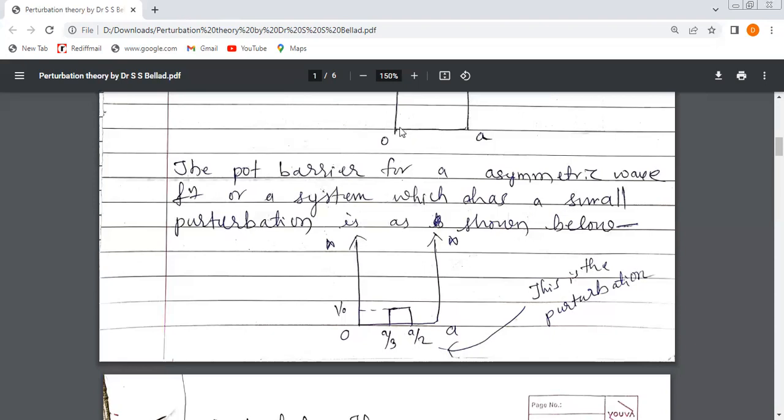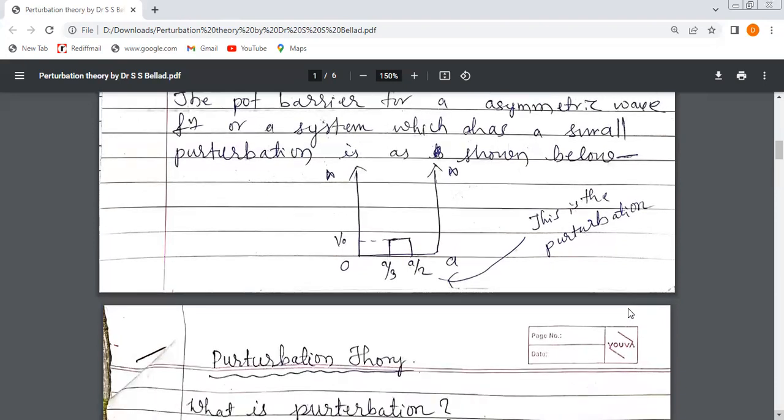So this is how you can see here. There is no potential rise between 0 and A. But in this case, there is a potential rise at the point A by 3 and it comes back at A by 2. This happens only when there is a perturbation in the system. As I explained earlier, perturbation refers to a small change in the potential energy of the system.